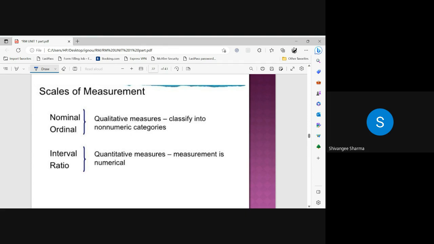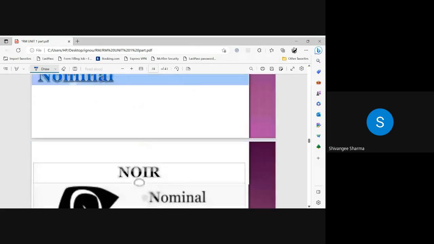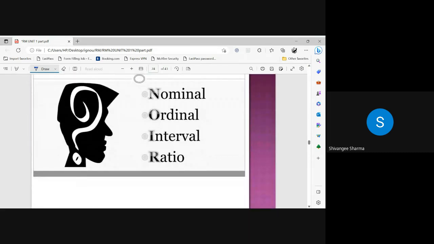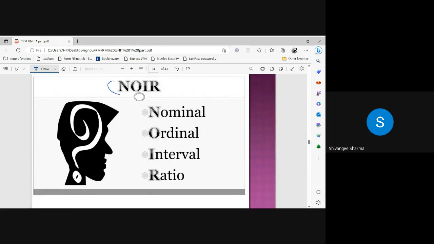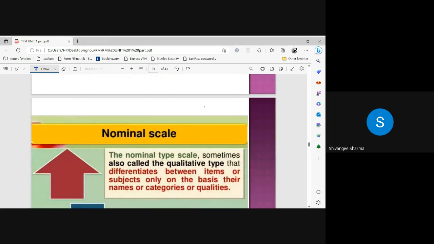So basically your nominal and ordinal scales are qualitative measures, and these are classified into non-numeric categories. And interval and ratio are quantitative measures. Measurement is numerical. We generally in research use the word numeric for this. You have to identify. It is a very big question whether your studying variable is nominal, ordinal, interval, or ratio.